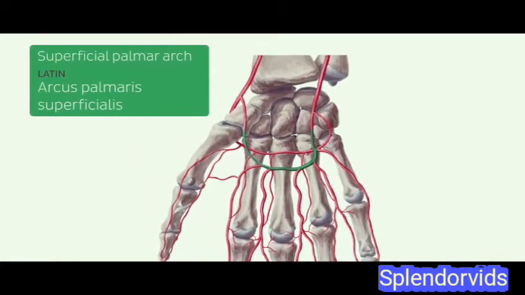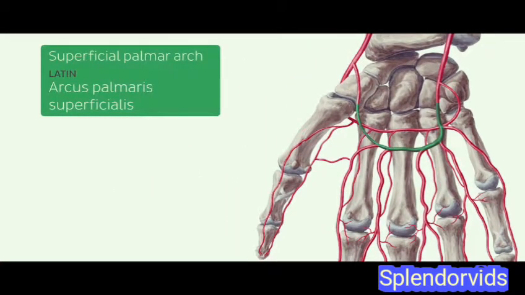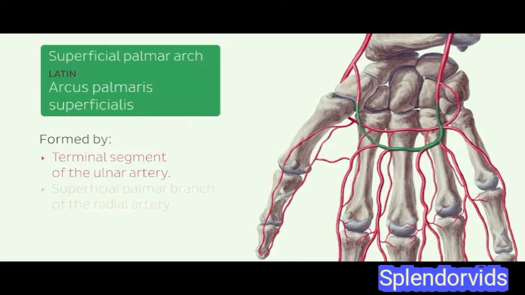Let's take a closer look here at the superficial palmar arch. This one is formed by terminal segments of the ulnar artery. As you can see here on this image, this is the ulnar artery, and also the superficial palmar branch of the radial artery, which you can also see here on this image. So this is the radial artery. You can notice here a bit of the radius and the ulna for a bit more location.